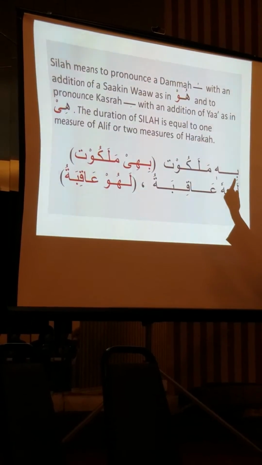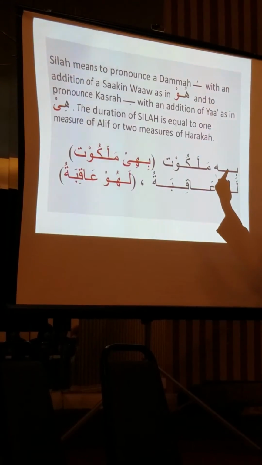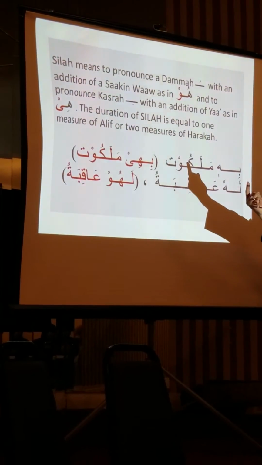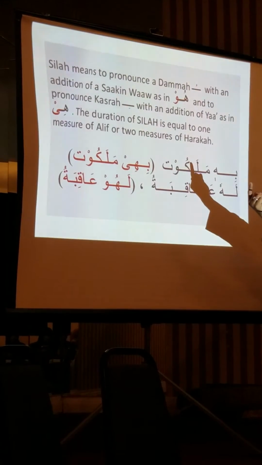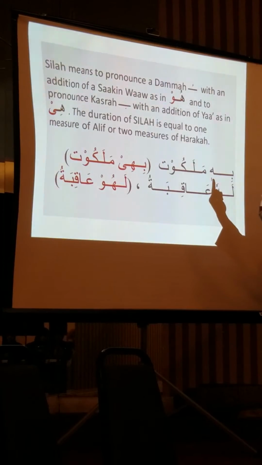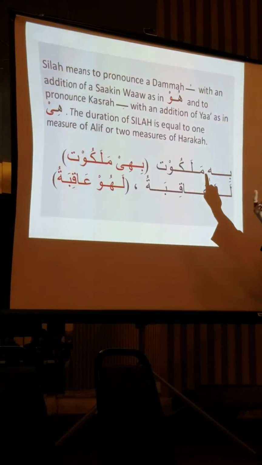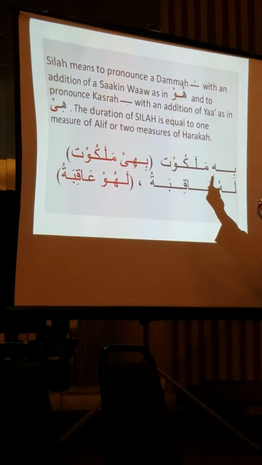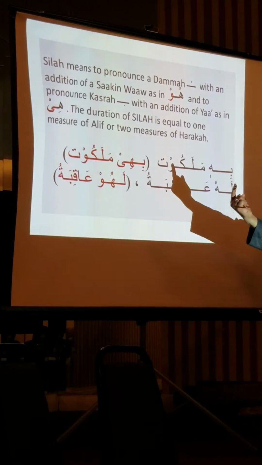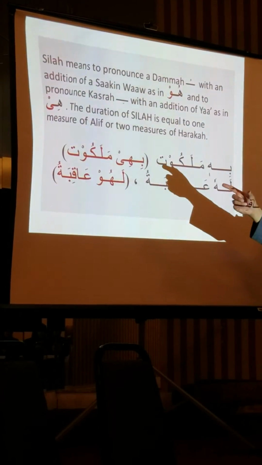So that will be bihi malakut. Right? If they wanted to, we just look at it. Because they're trying to show you here that they're going to put the vowel here, but over here they're going to take it out. So here will be the ha with a fatha. The ya sakin will not be here, and you'll have this standing kasra instead. Bihi malakut. In reality, in the Quran and in the Arabic language, this is what it means.